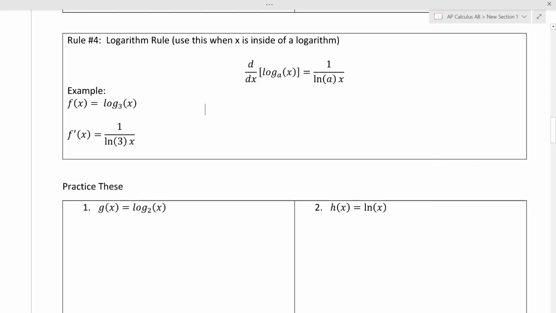Log base 2 of x and ln of x, which you will remember. No one writes it like this. This is like little training wheels, but ln of x is log base e of x. Derive those.